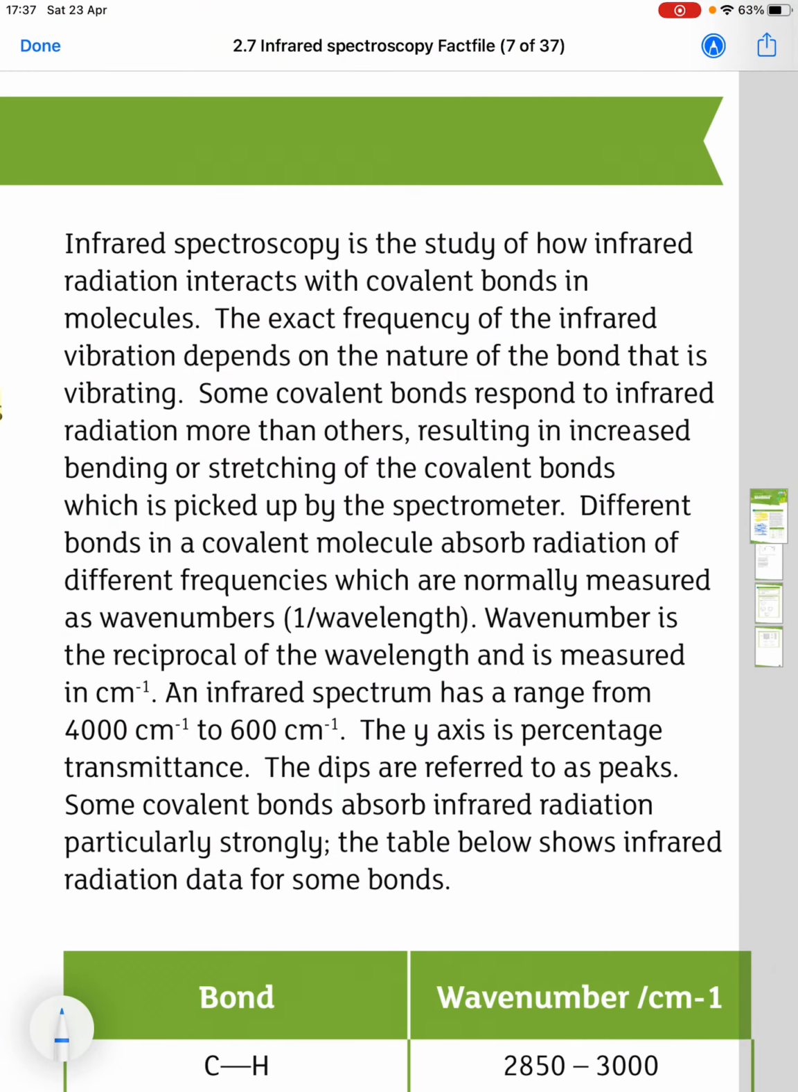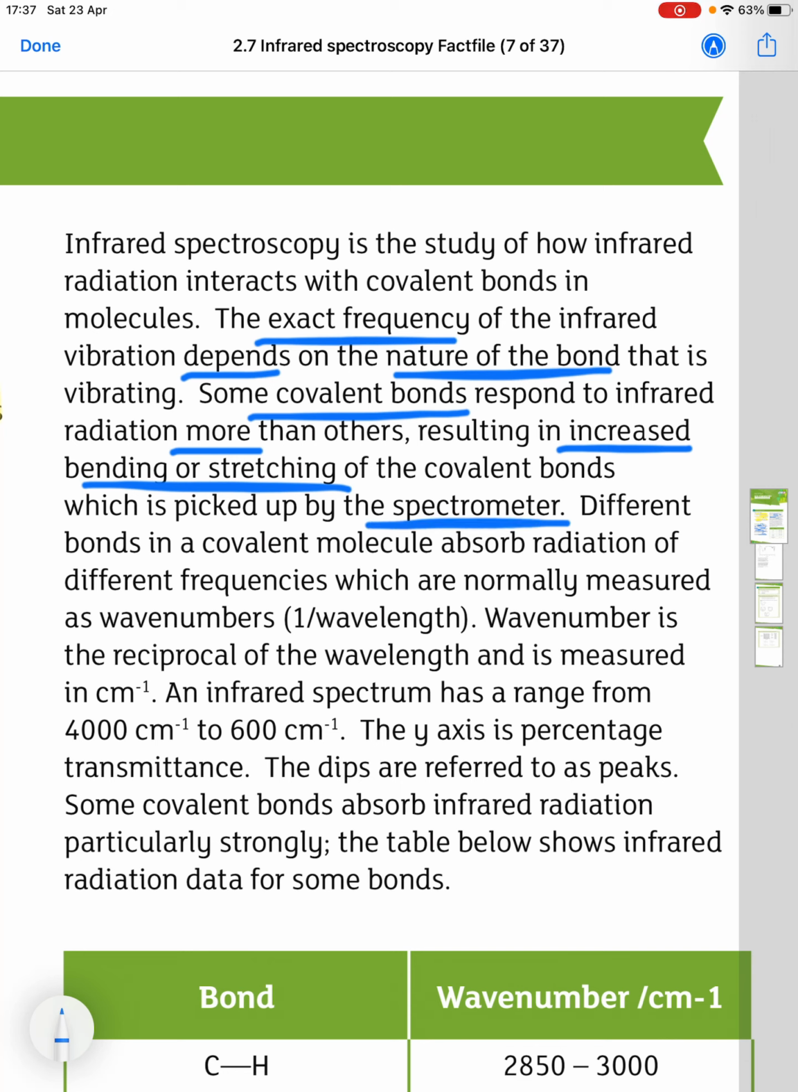So infrared spectroscopy is the study of how infrared radiation interacts with covalent bonds in molecules. The exact frequency of the infrared vibration depends on the nature of the bond that is vibrating. So some covalent bonds respond to infrared radiation more than others, resulting in increased bending or stretching of the covalent bond, which is picked up by the spectrometer.